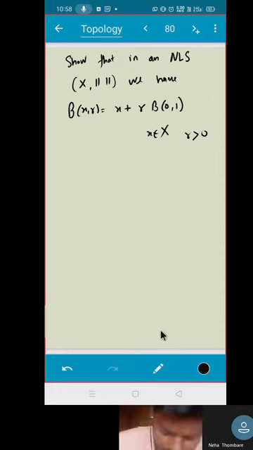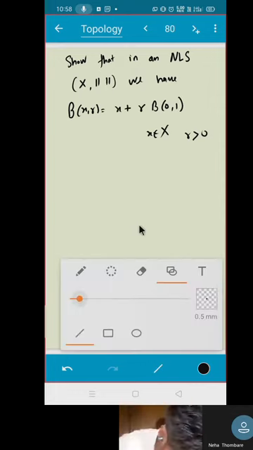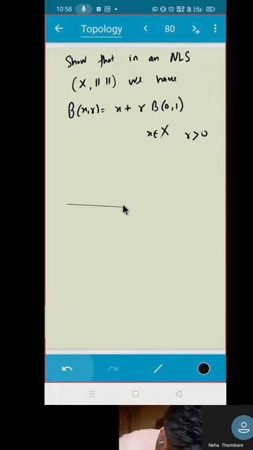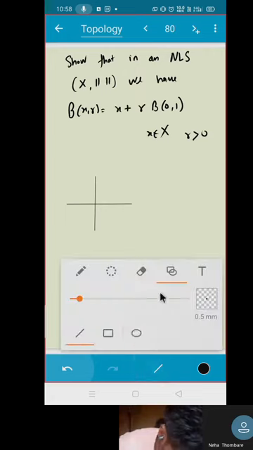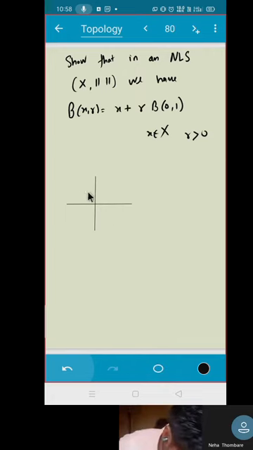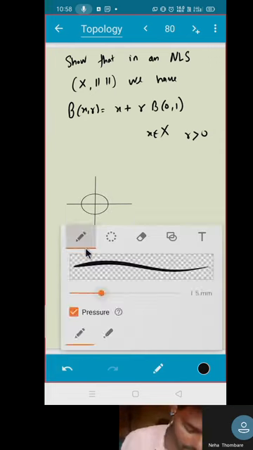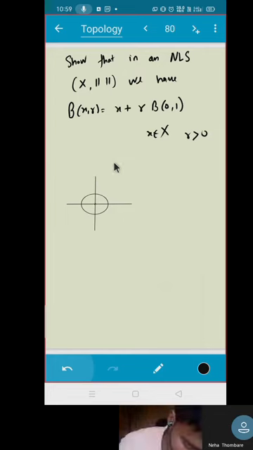What is this B(0, 1)? Tell me. You can say this is B(0, 1), correct? What do you mean by B(0, 1)? It is a circle with center 0 and radius 1, correct? This is the unit circle.